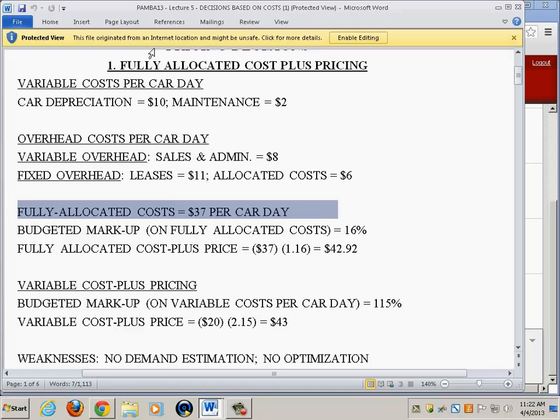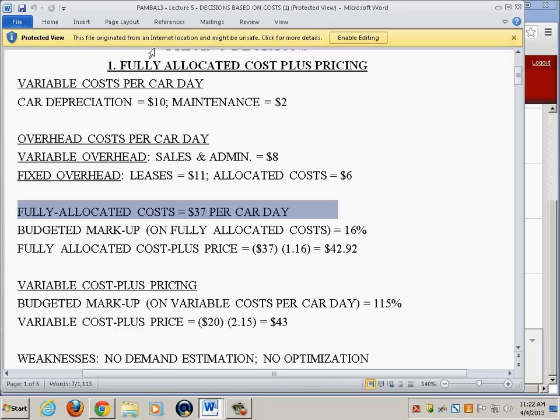And if indeed our costs are well estimated at fully allocated at 37, then we're going to make a profit per car day, a profit on a unit of 16%. So that's why it's also called cost plus, because we take the fully allocated costs and the plus that comes on that is the markup or the profit target. So these are the mechanics.